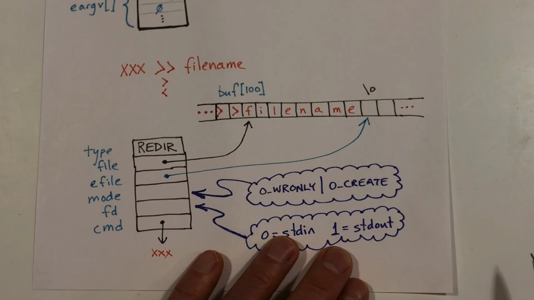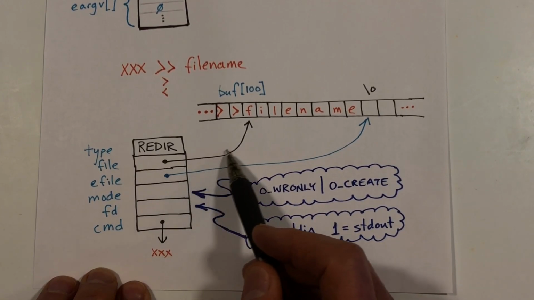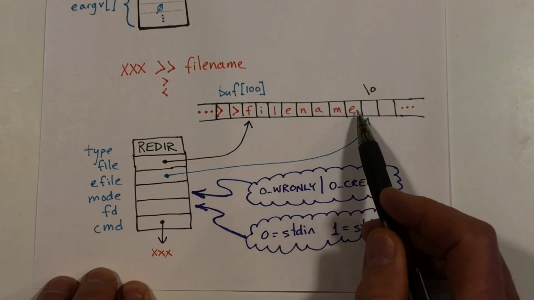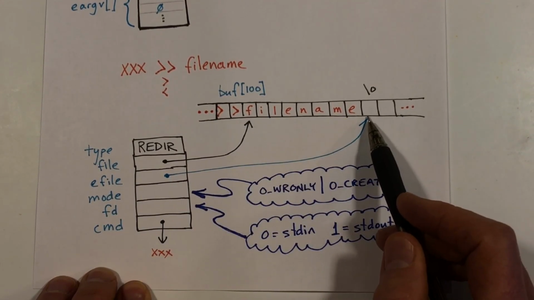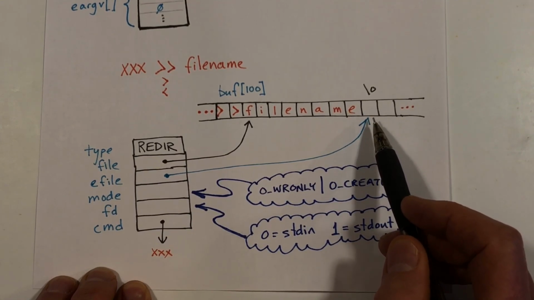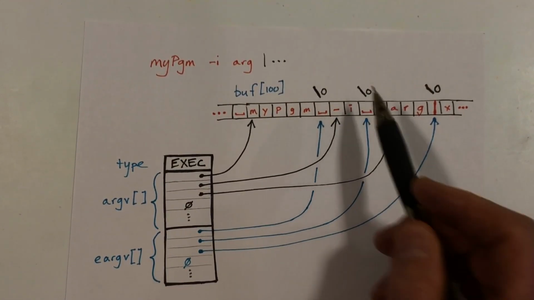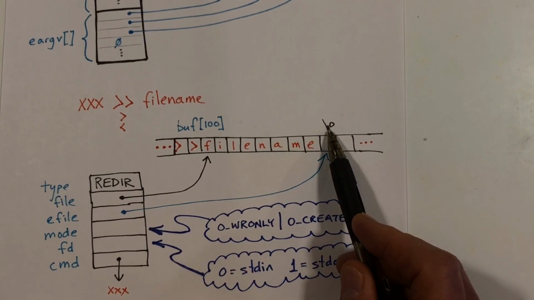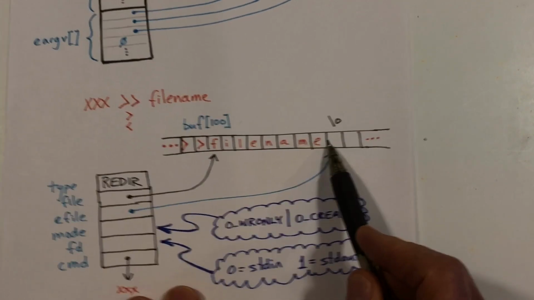For the redirect node, we have the same sort of thing going on. The file pointer points to where in the buffer the file name begins, and efile points to where in the buffer the file name ends. And when we do the recursive walk of the tree to replace these bytes with null, we will also replace this byte with the null character. So now file points to a null terminated file name.